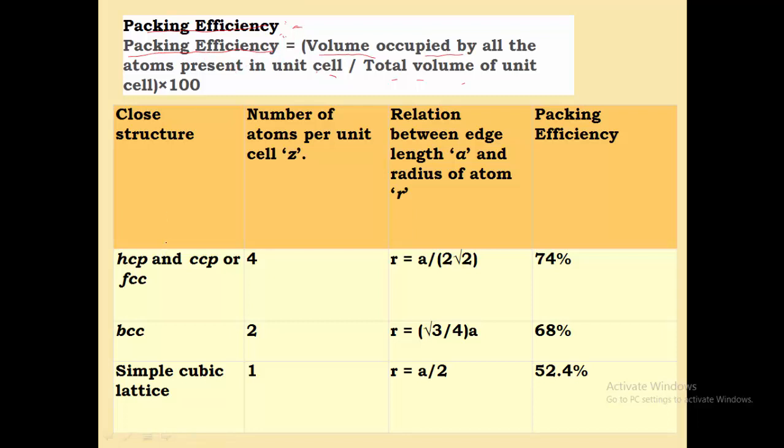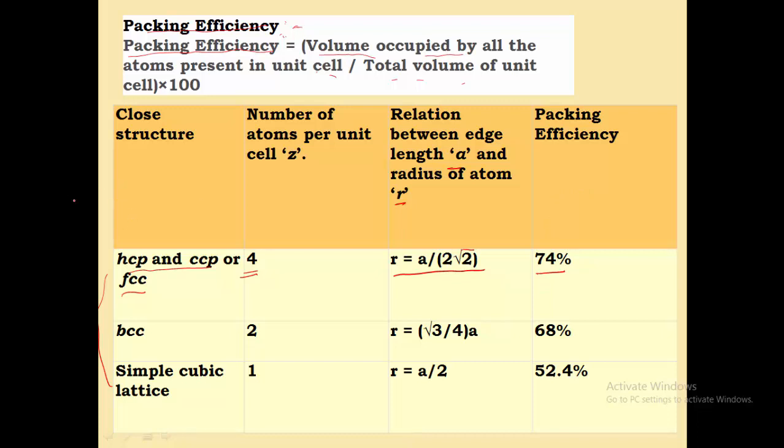So here are some close packed structures and their packing efficiencies. In HCP, CCP or FCC, the number of atoms per unit cell is 4, and the relationship between edge length A and radius R is given by R is equal to A by 2 root 2. Here the packing efficiency is 74%.